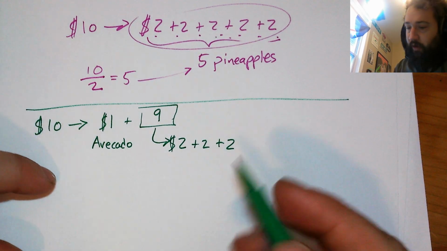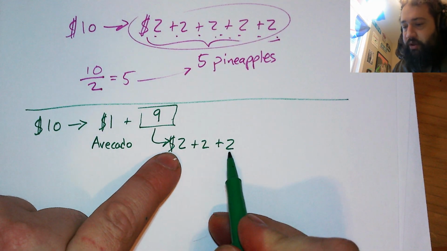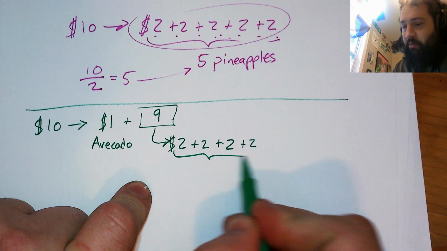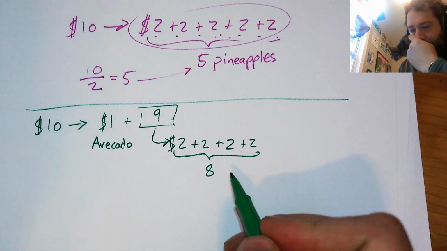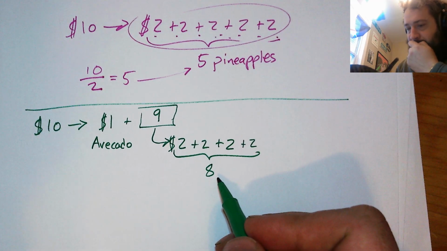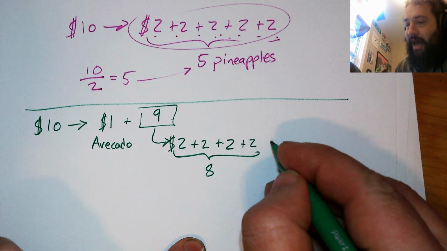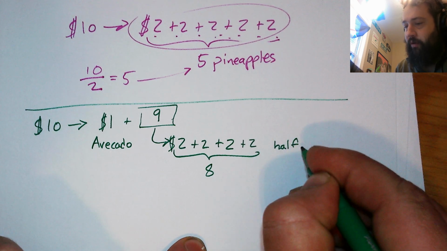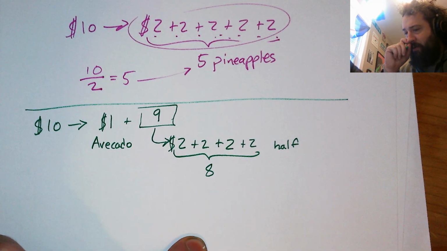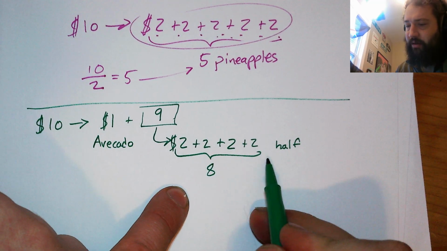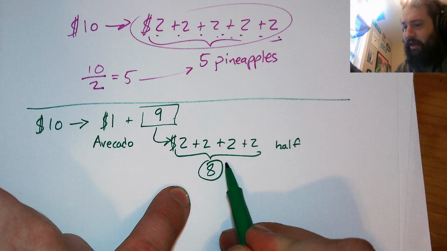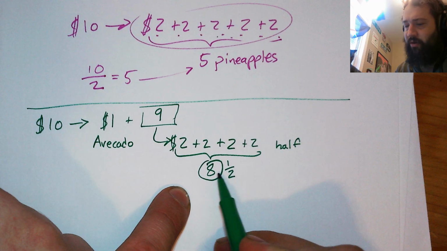All right. So 2 plus 2 plus 2 is 6. I could add another 2. All right, so now I'm up to 8. That's not quite this. And then I could add half of a pineapple. That's kind of confusing. So I could have 8.5. No. That's not right.